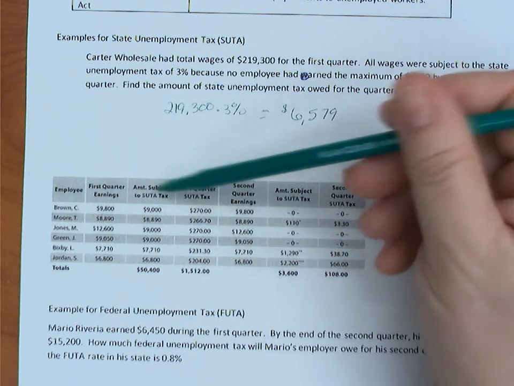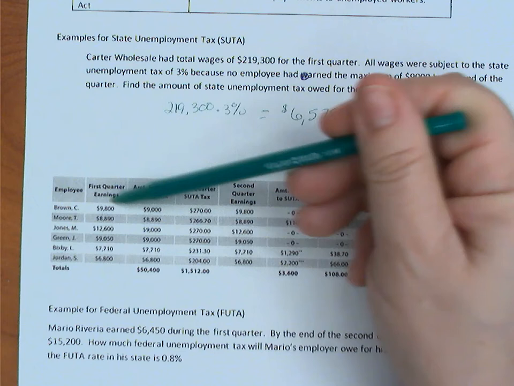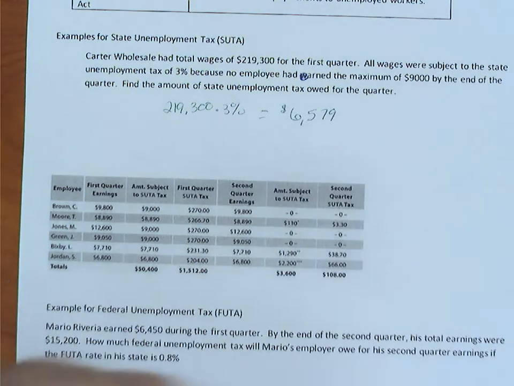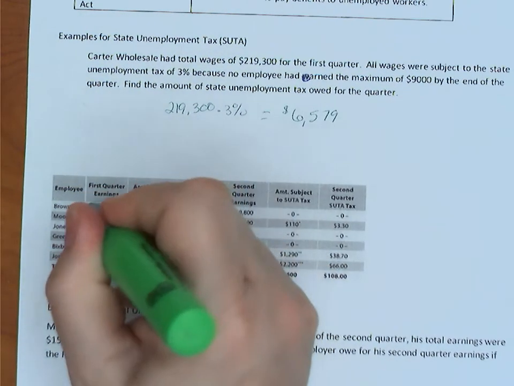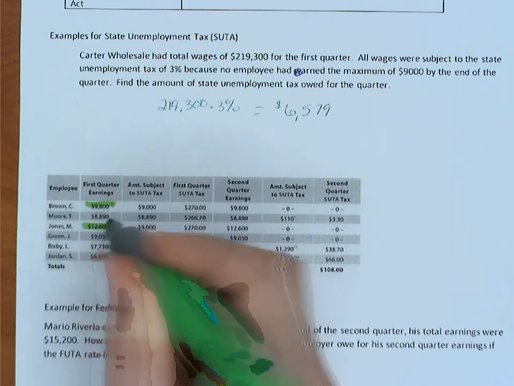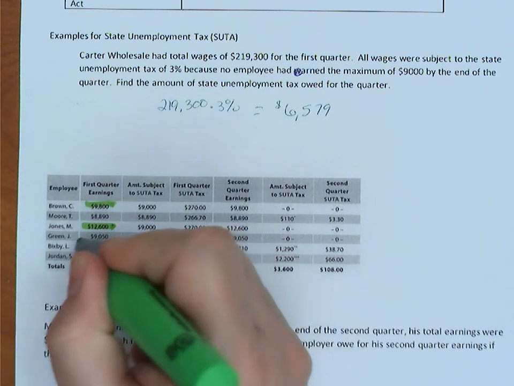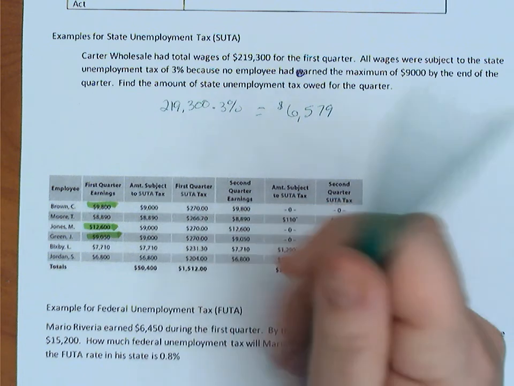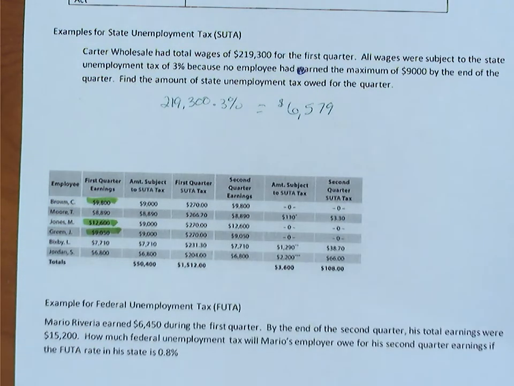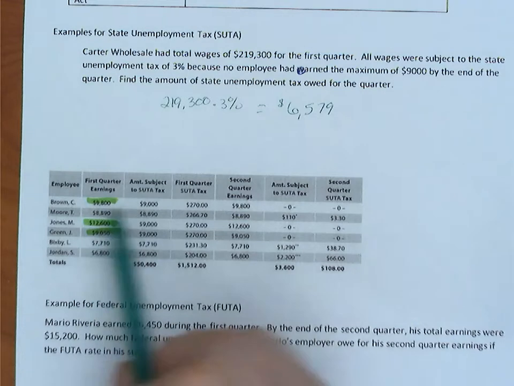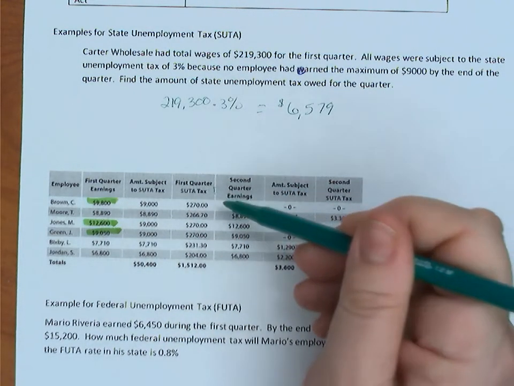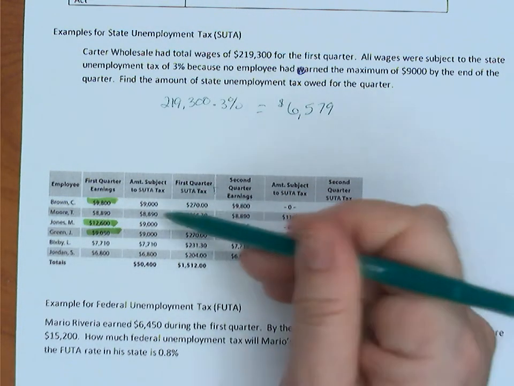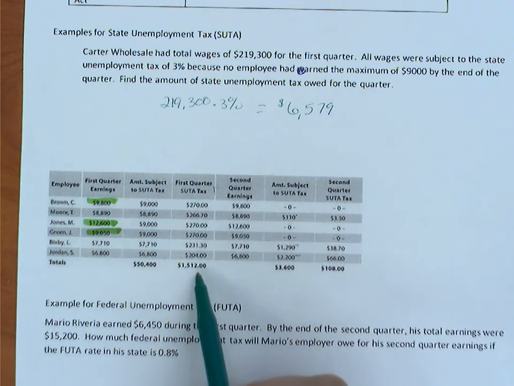So notice that Brown reached the $9,000 in his first quarter. Actually, he exceeded it. Jones exceeded it, and Green exceeded it. So you only calculate the state unemployment tax on the $9,000, no matter what they got past that, because that's the only amount taxed by the state to start with. So then they figure out their state unemployment tax based on the 3%. So they multiplied that by 3% and got this amount right here. So the employer paid this much to the state in the first quarter.